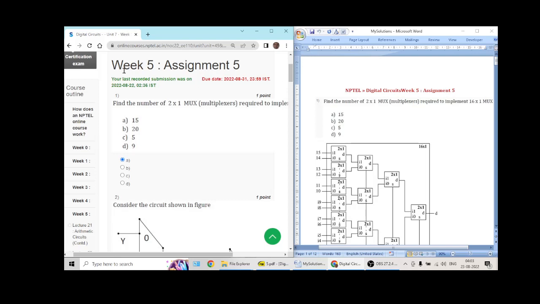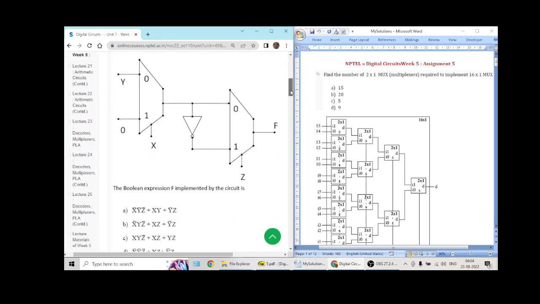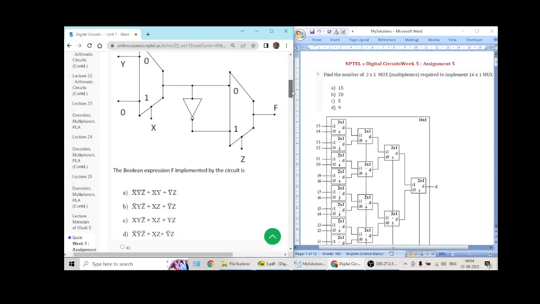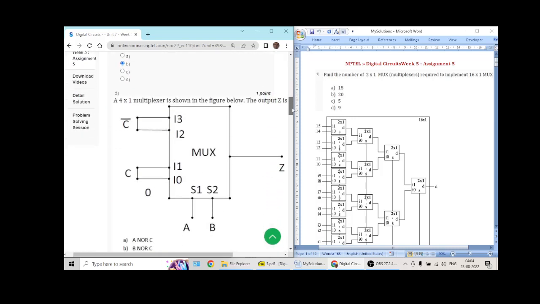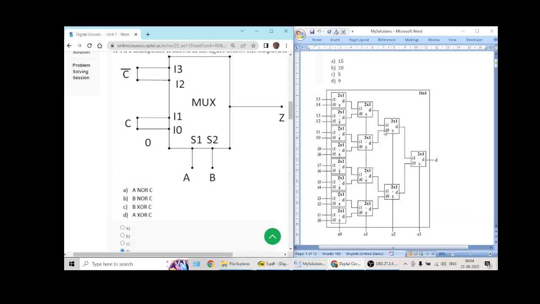So week 5 for Digital Circuits, question number 1 has option A as answer. Solution is here. It will be attached in the description section and comment section. Question number 1 has answer A. Question number 2 has answer B as option. Question number 3 will have answer D as correct option.